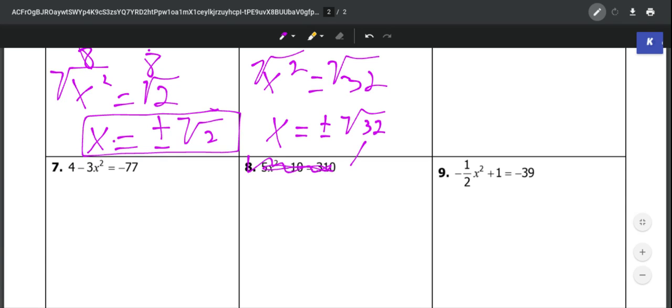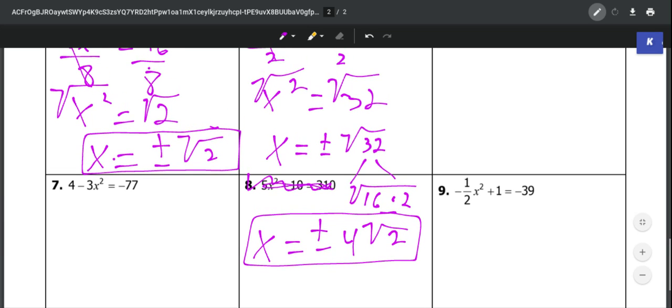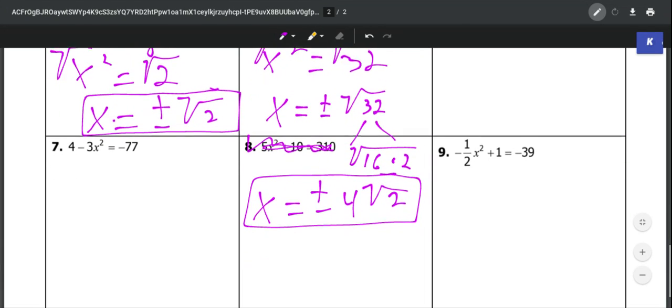So if we want to break this down further, we could use the square root of 16 times 2 because 16 is a perfect square. So we can take that out. So x will be equal to plus or minus the square root of 16, which is 4. And then what's left that we can't break down any further, which is 2, stays on the inside of the radical. So your final answer would be x equals plus or minus 4 times the square root of 2. So that's an example of when it doesn't come out evenly and it's a little bit more complicated.